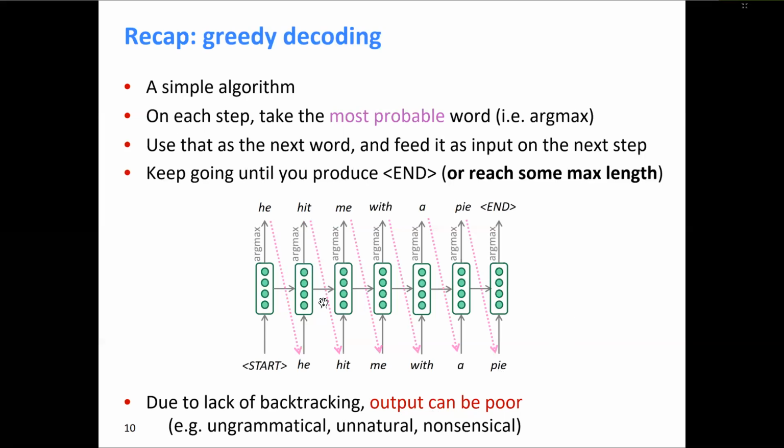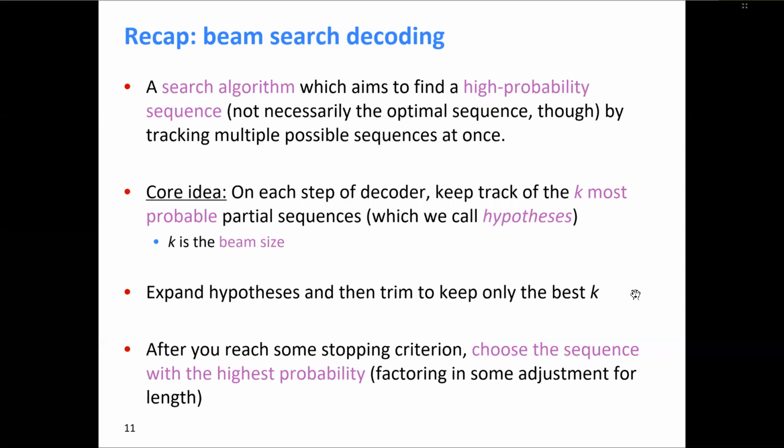But because this is a greedy approach, without the backtracking, the output can be poor, because if you make one mistake at one step, there's no way for you to go backward and correct it. And then people developed the beam search.